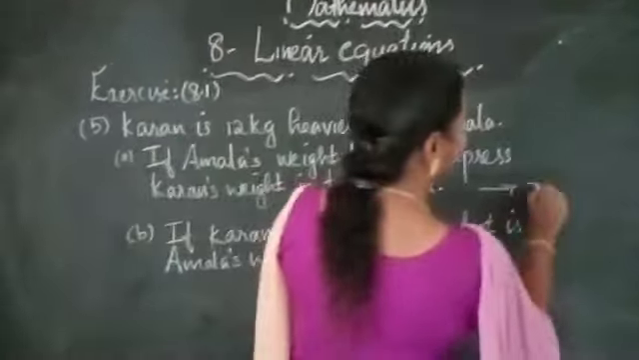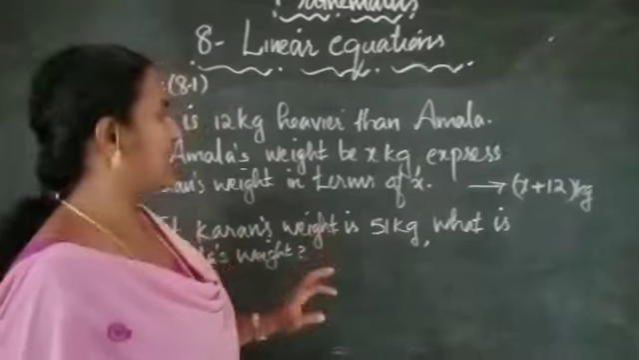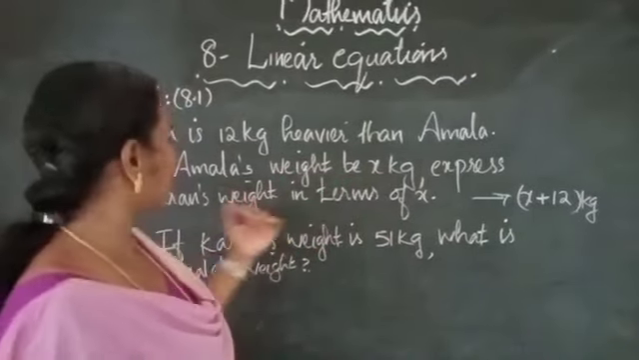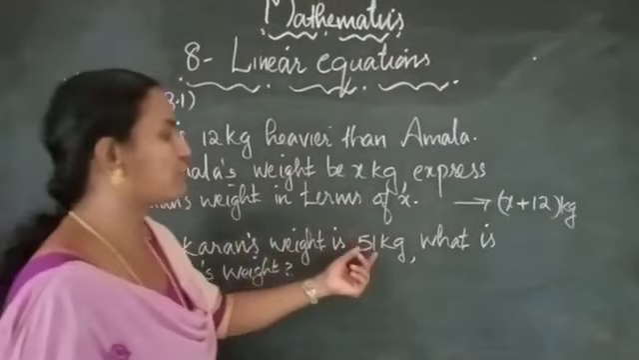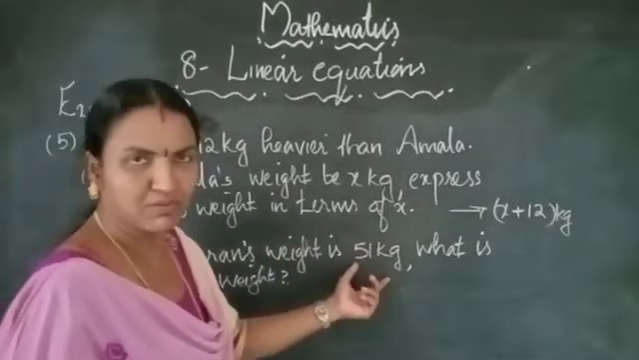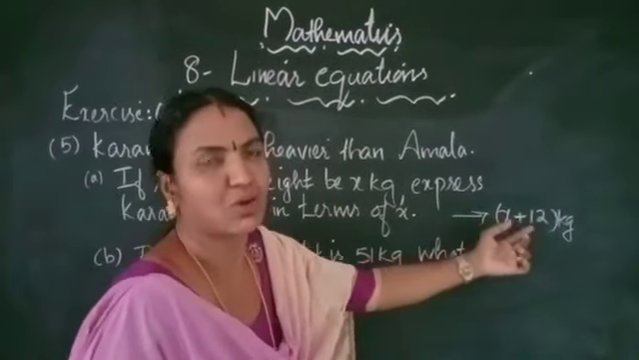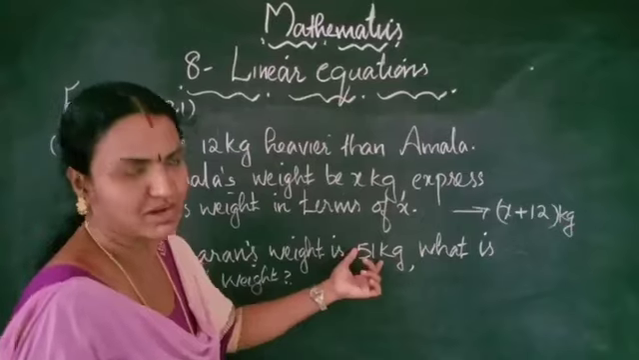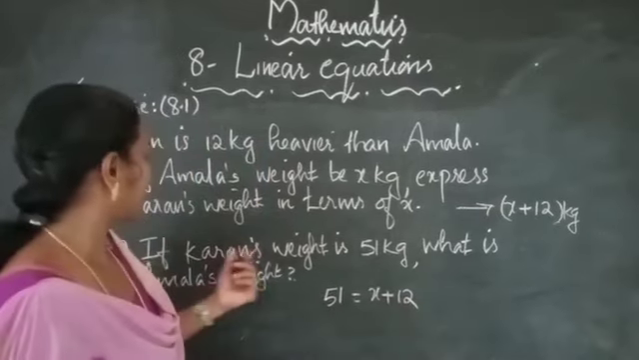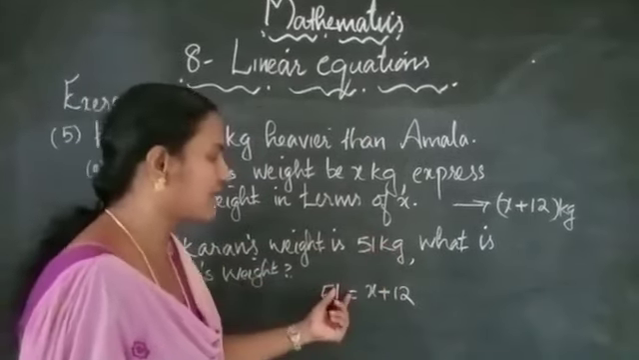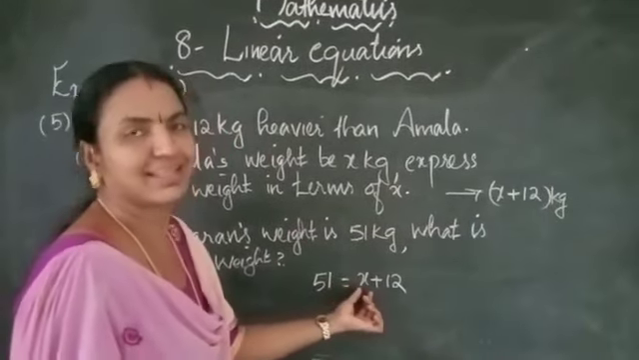The answer is x plus 12 kilogram. Amala's weight is x, so Karan's weight is x plus 12 kilogram. Option B, if Karan's weight is 51, what is Amala's weight? So Karan's weight is x plus 12 kilogram. Here Karan's weight is 51. So 51 is equal to x plus 12. What is Amala's weight? So we have to find x.